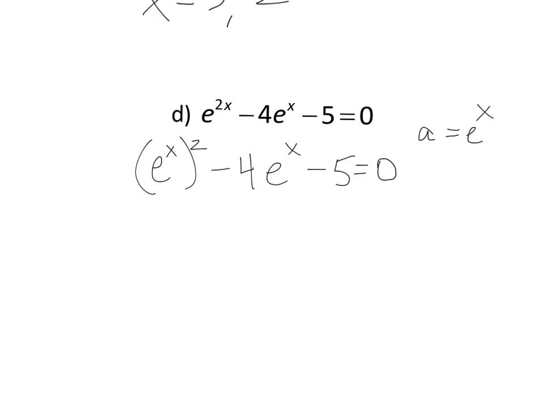Yep, that's why. So now if I insert an a for e to the x, just to make it easier on the eyes, we're really not changing up the mathematics. Now if we look at this, this is a much more palatable quadratic to look at. So now we have factoring it.